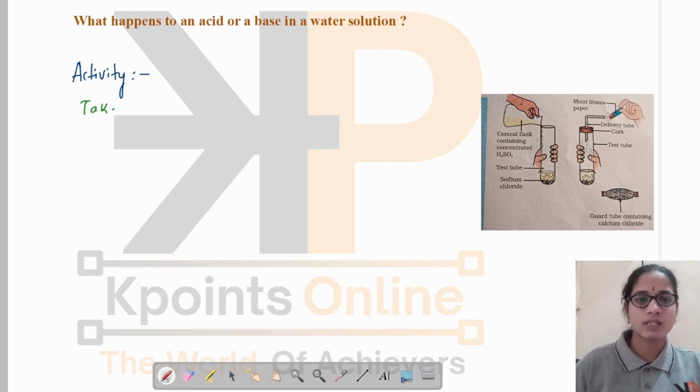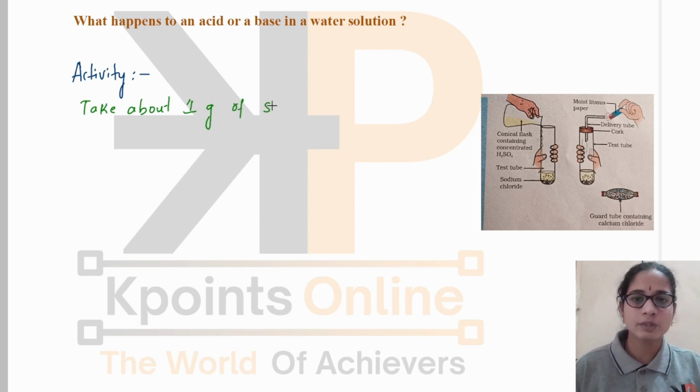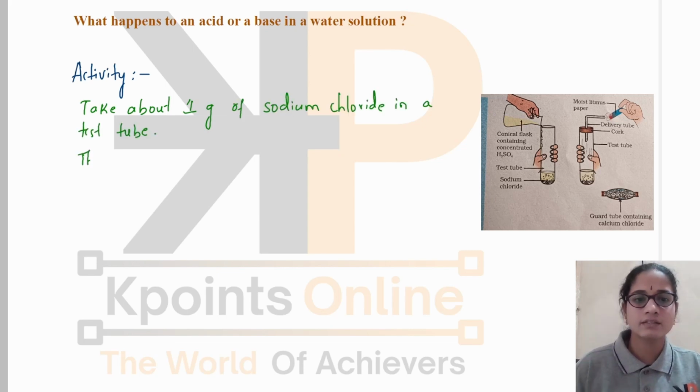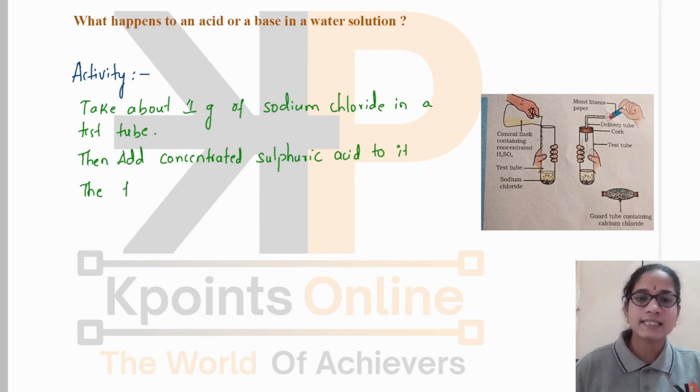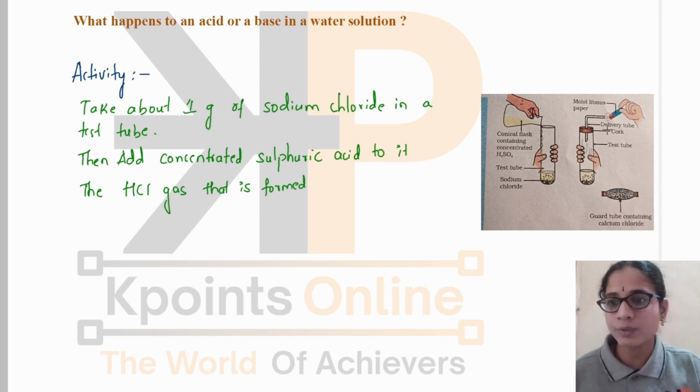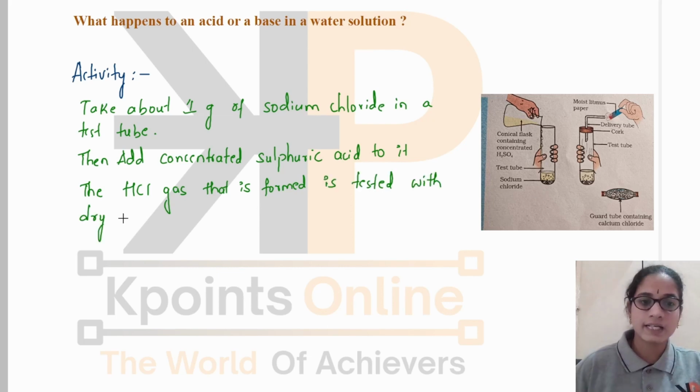Take about 1 gram of sodium chloride in the test tube, then add concentrated sulfuric acid to it. What happens? There is a formation of HCl gas. There is an evolution of gas, that is hydrogen chloride. The HCl gas that is formed is passed through this delivery tube and checked with both dry litmus paper and wet litmus paper, separately.